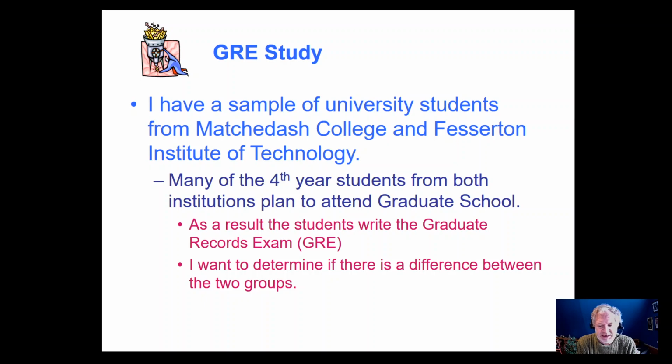For admission into a graduate program, students are often required to complete the SAT version for grad studies, which is the Graduate Record Exam, or GRE. I want to see if there's a difference between the two groups in terms of their performance on the GRE. So do Matchadash students and Fesserton students differ? It's a difference, so it would be a two-tailed test. Okay.